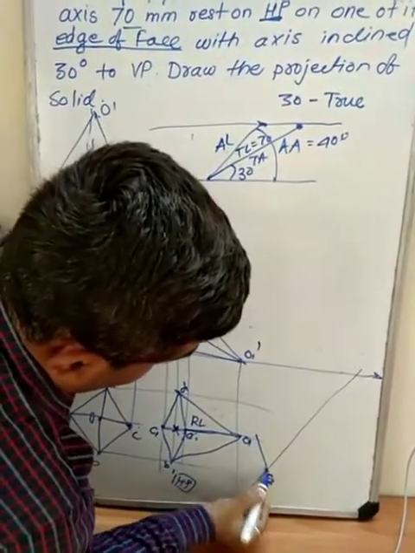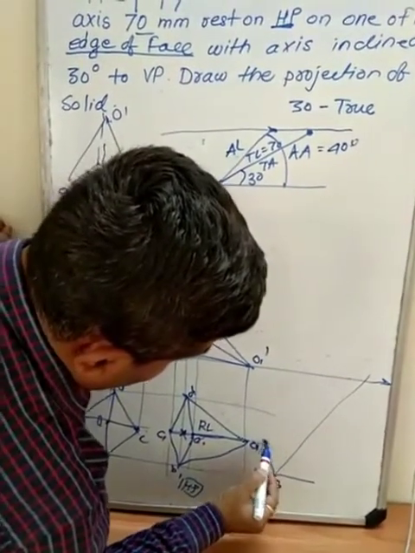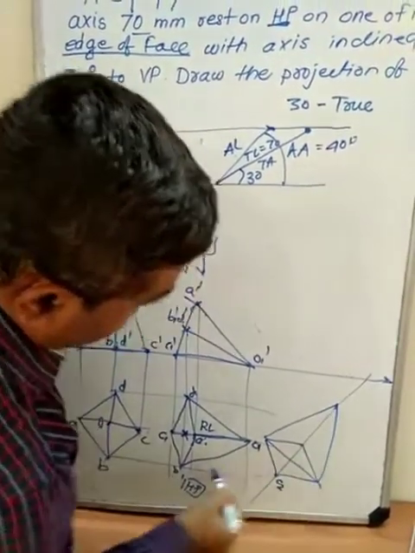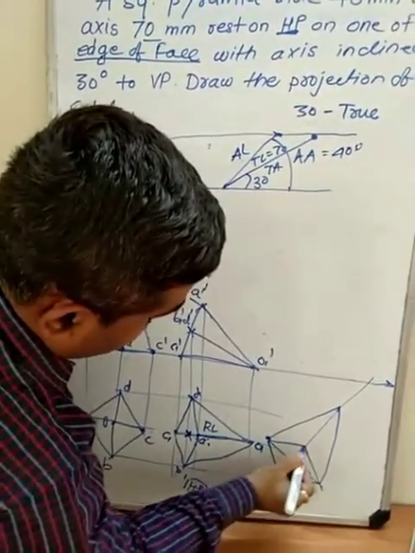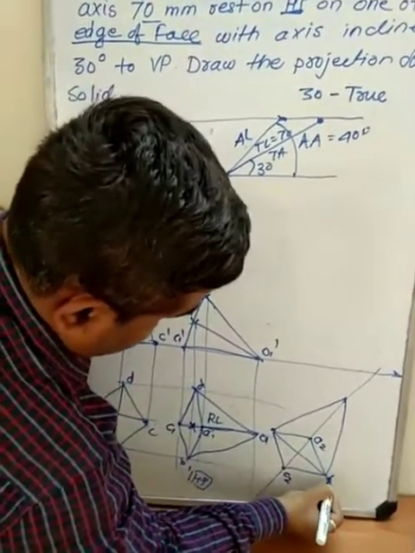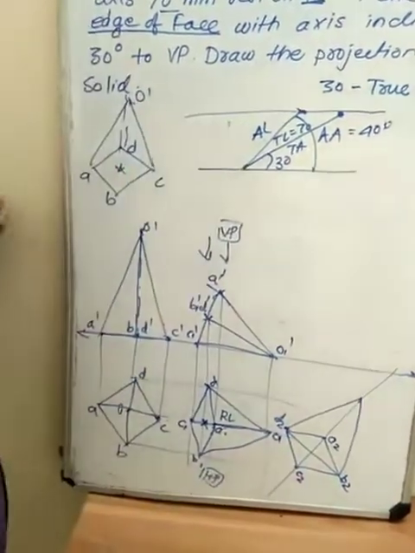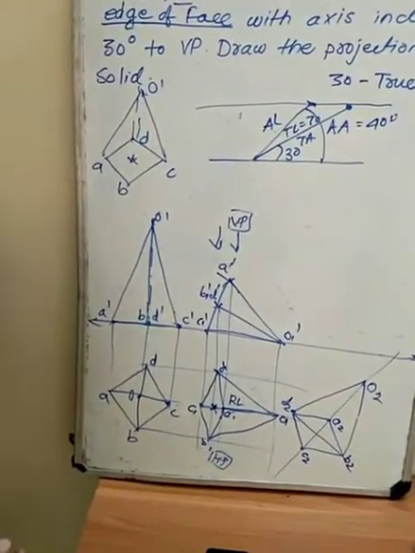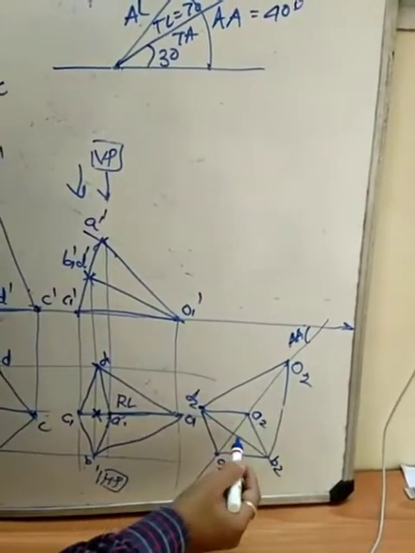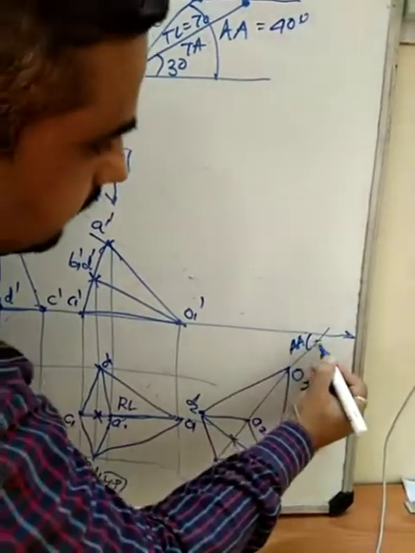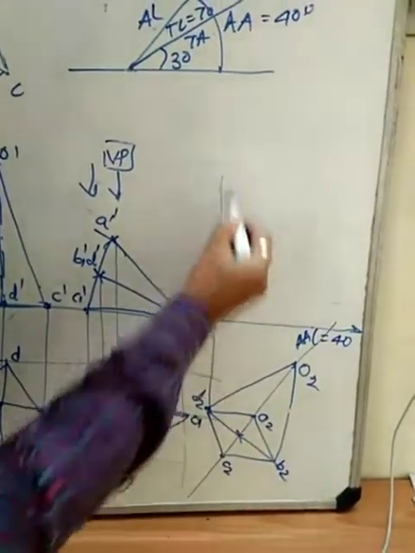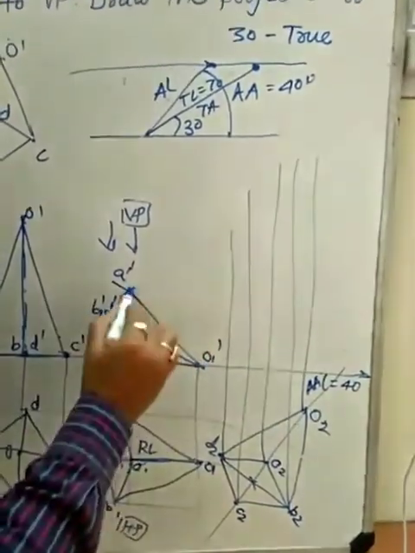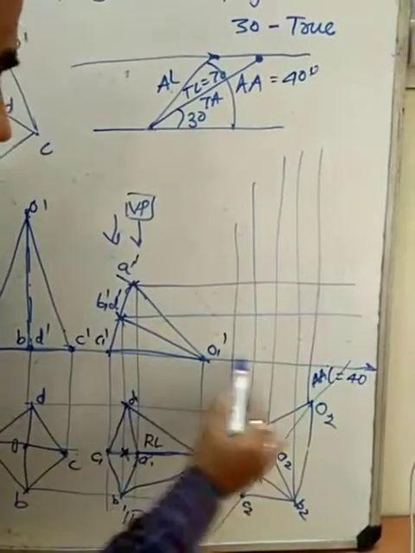Now mark different points and redraw this figure. Same figure you will have to redraw. This is C2, this is A2, this is B2, this is D2. Now this is O2, by taking the apparent angle equal to 40 degree. Now project all these points horizontally.